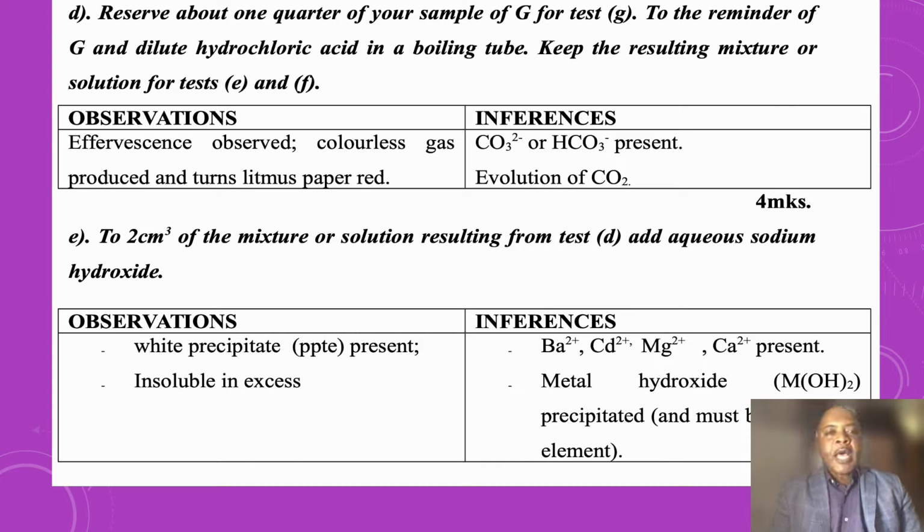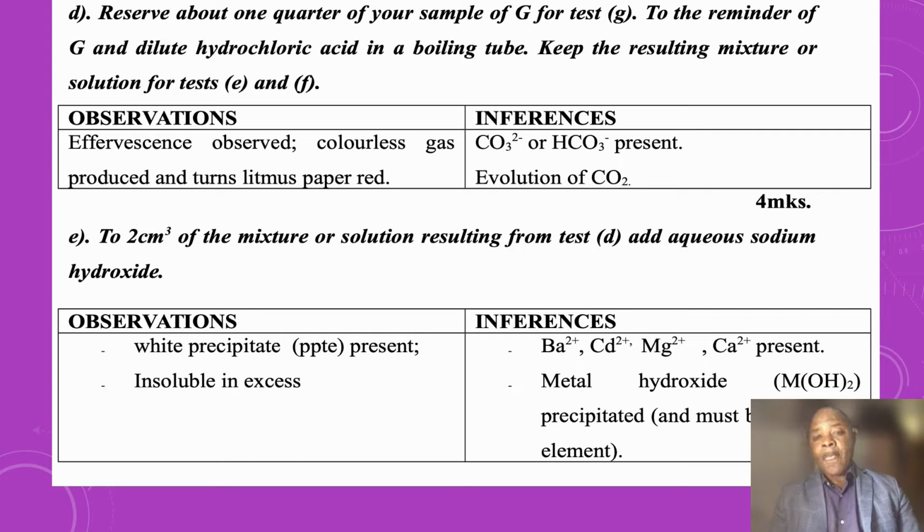So, in our inference, there was a carbonate ion present. There was evolution of carbon dioxide gas. The E part of it: to 2 cm³ of the mixture or solution resulting from D, add aqueous sodium hydroxide. I did that.